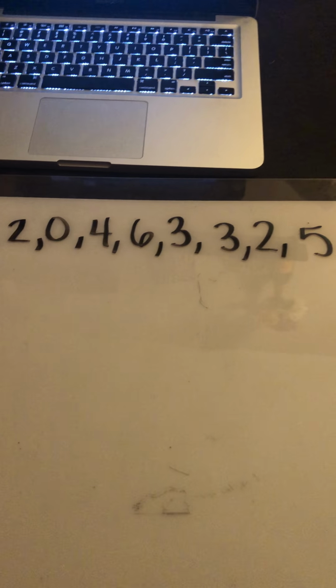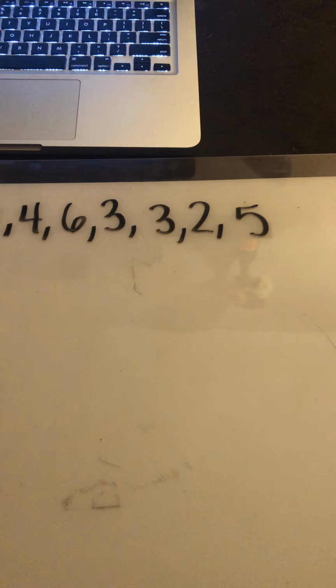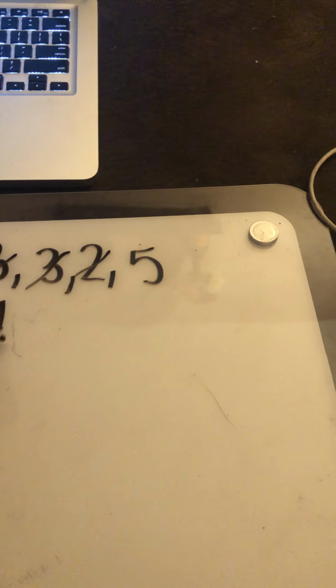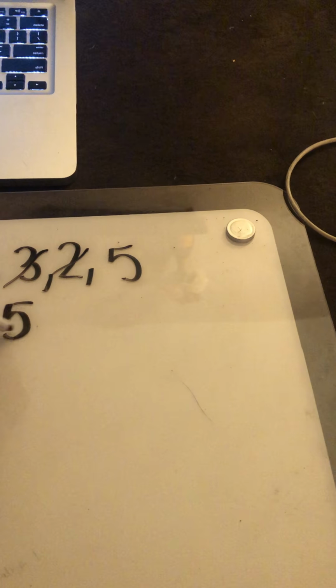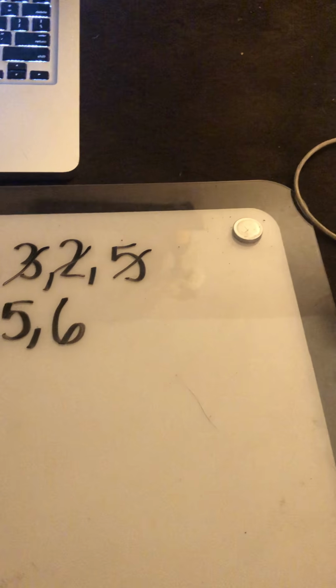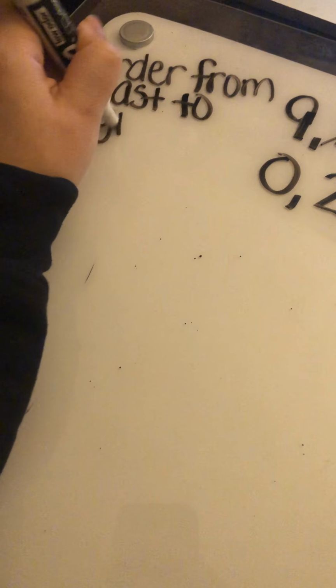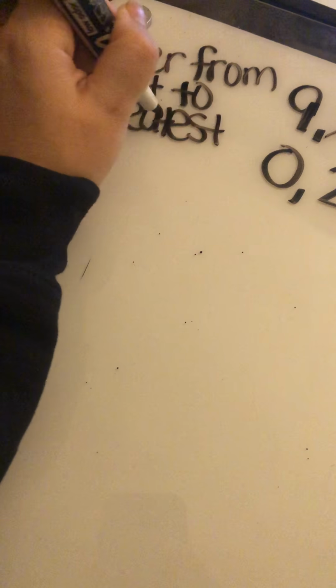So I'm going to put 0, 2, 2, 3, 3, 4, 5, 6, and 9. Okay, so you want to order from least to greatest. That should be your first step.